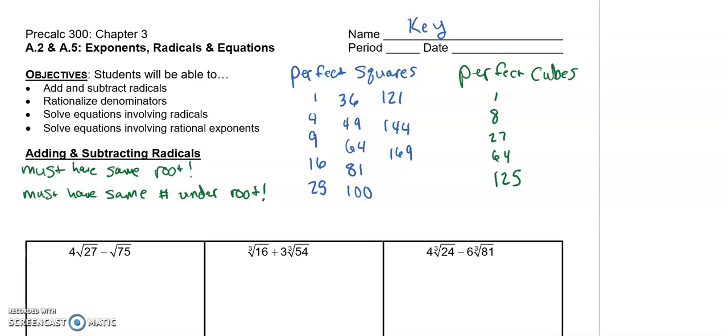Today we're going to talk about some different things with exponents, radicals, and equations. So kind of a little hodgepodge of stuff. But first thing we'll do is add and subtract radicals. We've done multiplication and division, but are yet to do adding and subtracting.